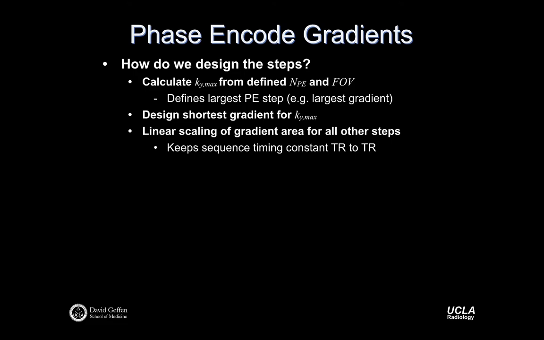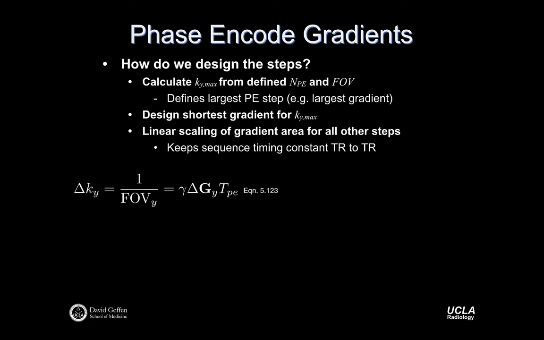And if you design it that way, then you're going to be keeping the sequence timing constant from TR to TR. So in principle, for those really small phase encode steps where you don't have to move out that far in k-space, you could achieve that with a very short duration gradient waveform, but that won't have the same timing as what you need to get out to those distant edges of k-space. We like to keep the timing constant, so we just scale a larger gradient to achieve the other lines in k-space. So this we saw earlier in the lecture.